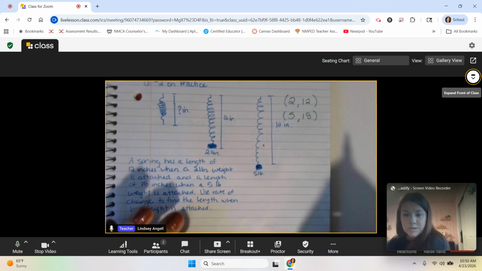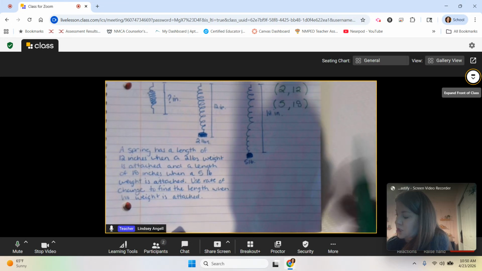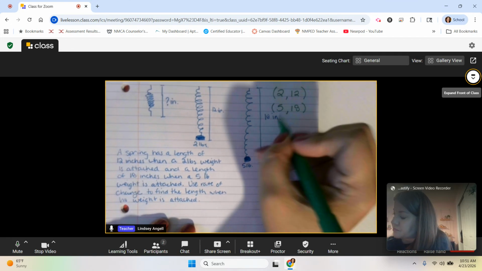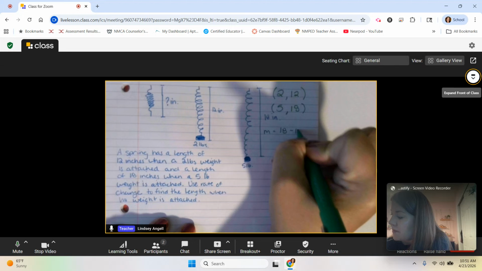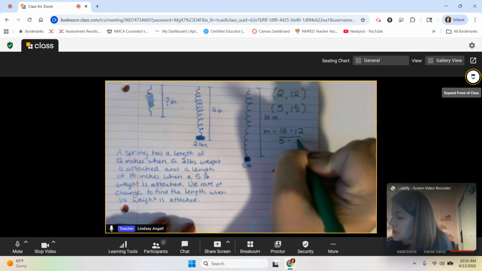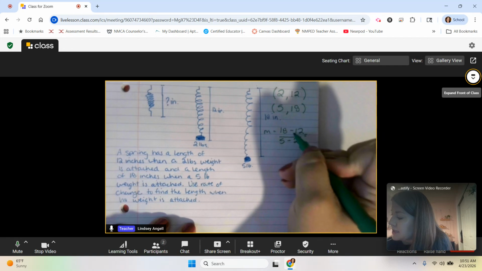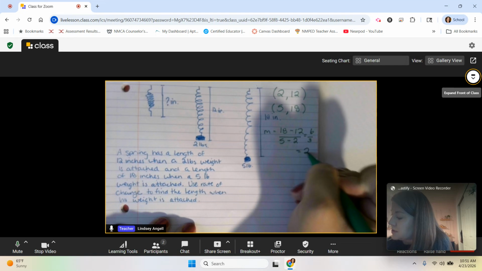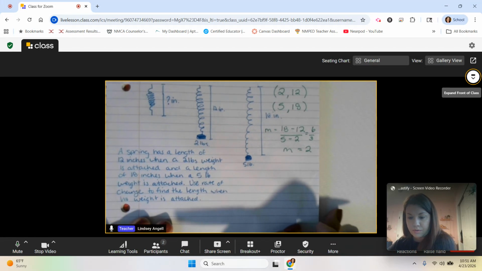So the first thing we want to do is figure out, well, what is the rate of change? Okay, so finding our slope. To do that, we're going to do the change in our y values over the change in our x values. Okay, so let's see, 18 minus 12 is 6. 5 minus 2 is 3, which reduces to 2. So our rate of change is 2, okay?